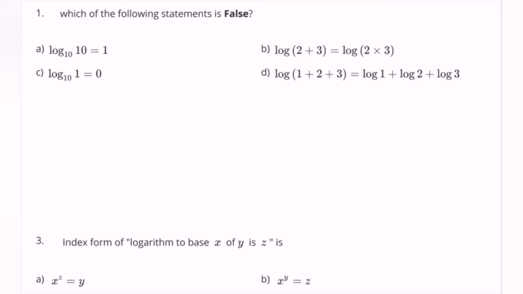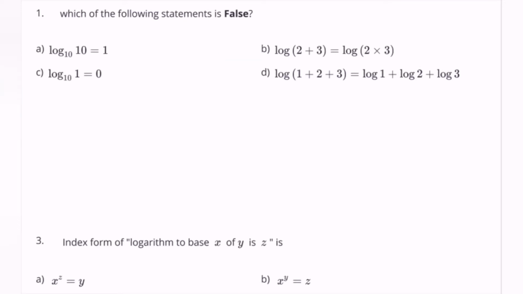Kindly refer to B. Here we have log 2 plus log 3, and we will have 5. If we refer to the right hand side, where we have log 2 times 3, we will have 6. By referring to the calculator, we know that the value for both sides is not the same. So the statement for B will be the false answer.